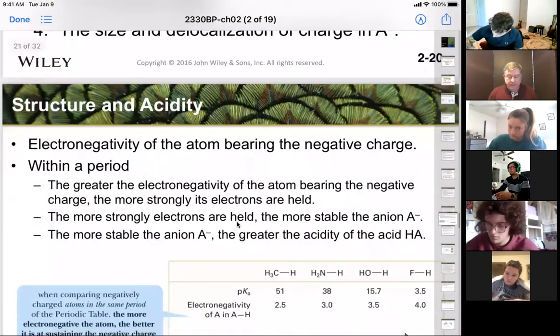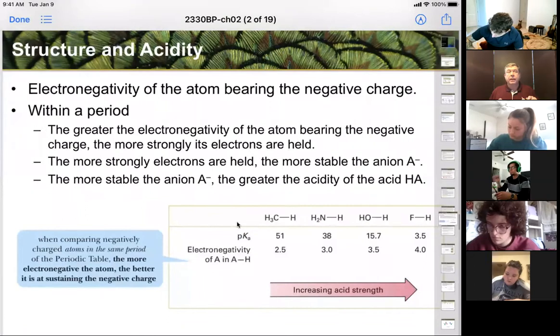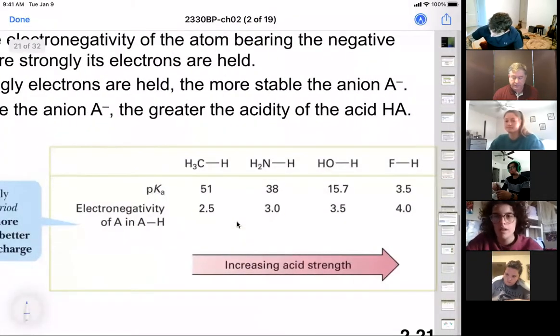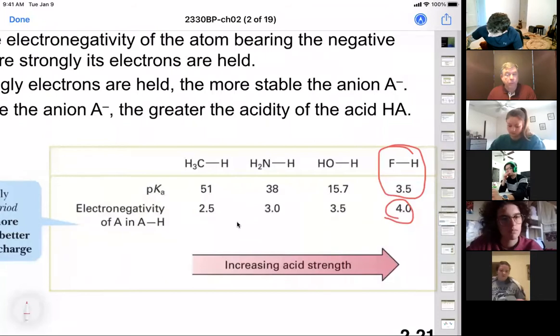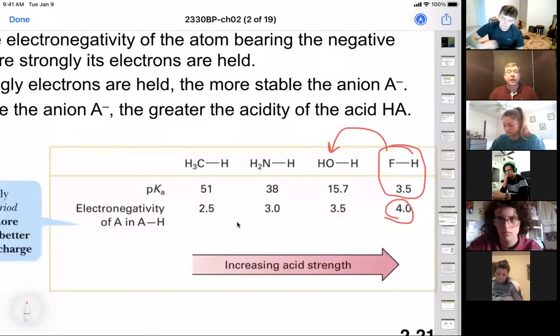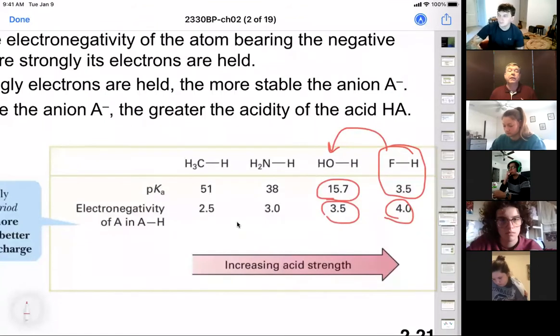So the first thing we have is electronegativity. So if we trend along the periodic table and look at what we have, HF to start has an electronegativity of 4 and a pKa of 3.5. So it's not a strong acid because it's not 0 or below, but it is more acidic than water. Okay. So the next thing over on the periodic table is oxygen, and it has a pKa of 15.7. Okay. It has an electronegativity of 3.5.